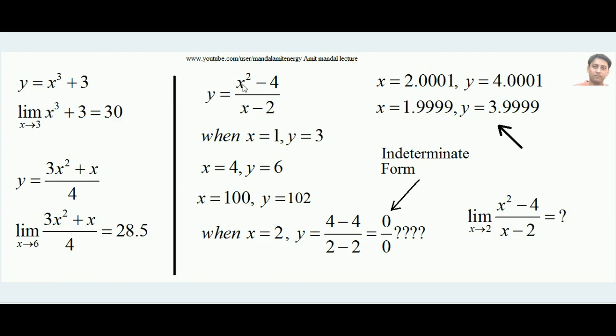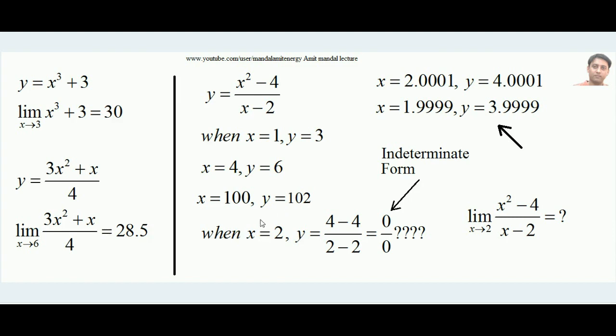Suppose there is a function y equals x square minus 4 upon x minus 2. If you keep x equals 1, y equals 3. So you can say that limit x tends to 1 of x square minus 4 upon x minus 2 equals 3. Similarly, if you keep x equals 4, you will get y equals 6, so for this case also there is some limit. If you keep x equals 100, you will get y equals 102. For this case also you are getting some limit.